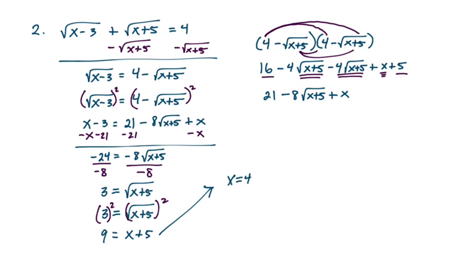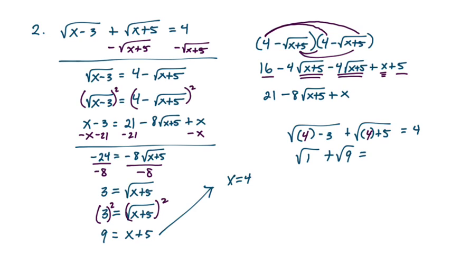Last step, we want to make sure we check the problem. So let's plug 4 into the original equation. We get the square root of 1 plus the square root of 9 is 4. That's 1 plus 3 is 4, and of course that is true. And so that's a good solution. All right, let's move on.